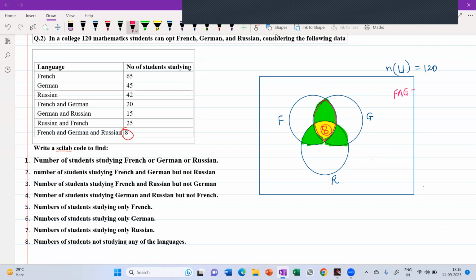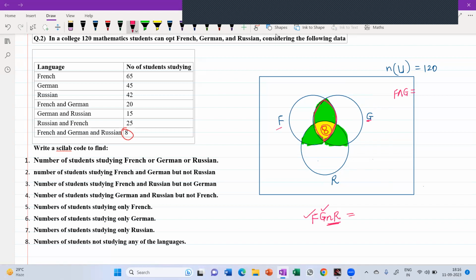So how am I going to find out? In French and German, if I remove this 8, which is the intersection of all the 3 sets, I'm going to get those students who have taken only French and German, and those students who have taken Russian, I will remove. So for that, I'm going to take the variable as F, G, and R. F, G, and R means the students who have taken French as well as German, but not Russian.